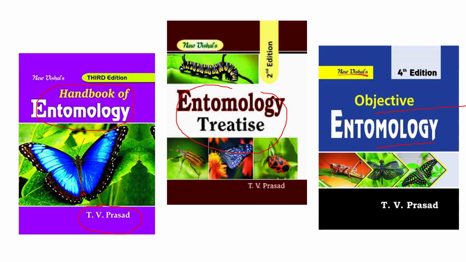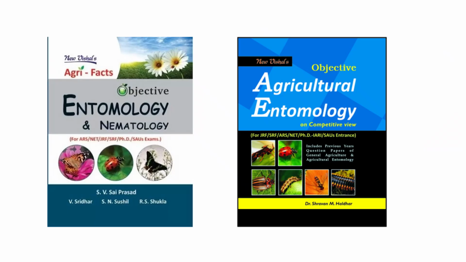After reading the Entomology Treatise book, you can solve the Objective Entomology book. After reading all the theoretical part, you can solve some of the objective books to get confidence to take the exam. One is Objective Entomology and Nematology, which was written by different authors: S.V. Sai Prasad, Sridhar, Sushil, and Shukla. And another one is Objective Agricultural Entomology, which was written by Dr. Shravan M. Halder.